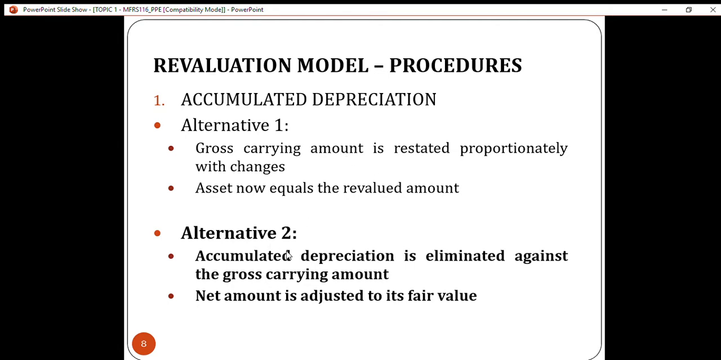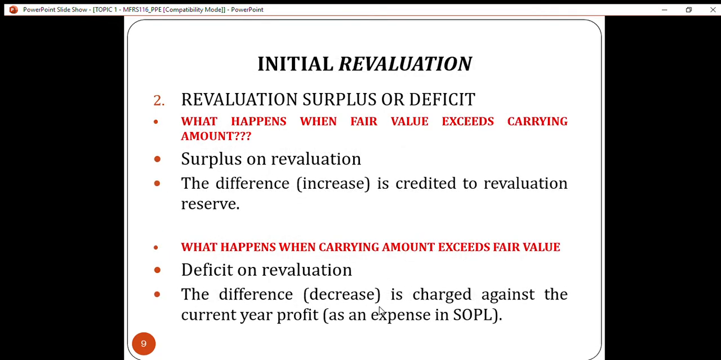For alternative 2, the accumulated depreciation is eliminated against the gross carrying amount. The net amount is adjusted to its fair value. Alternative 2 is applicable to depreciable assets. Next, let's move on to the initial revaluation.